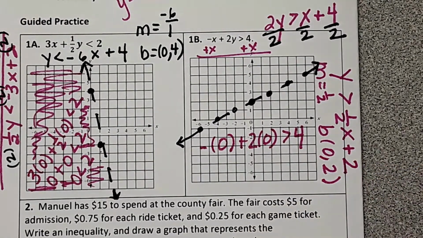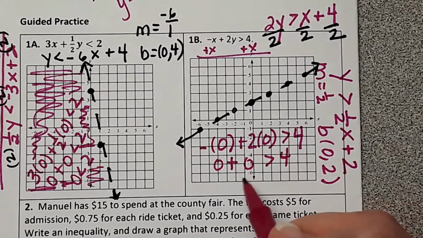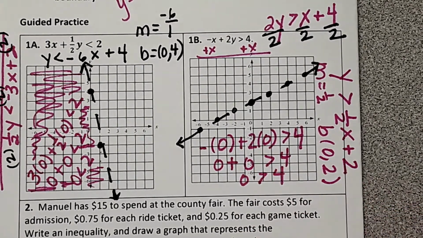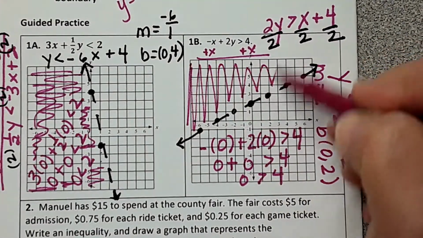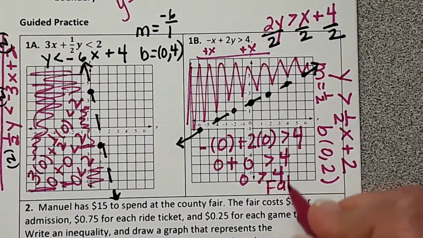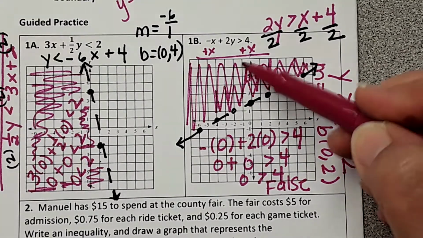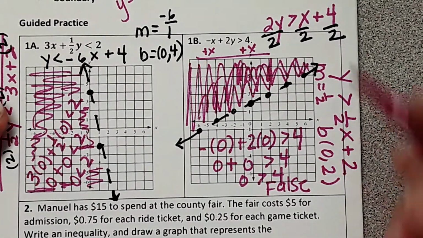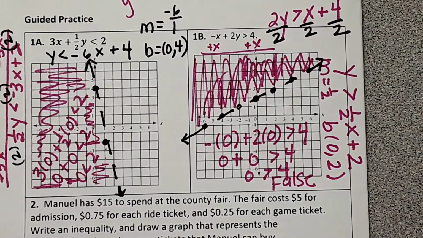And when you test your point, always test it in the original equation. 0 plus 0 is greater than 4. Is 0 greater than 4? Is that true? It is not true. That means I'm going to shade up here. This is false, so I'm not going to shade where it's false. I'm going to shade where it's true. That makes sense?